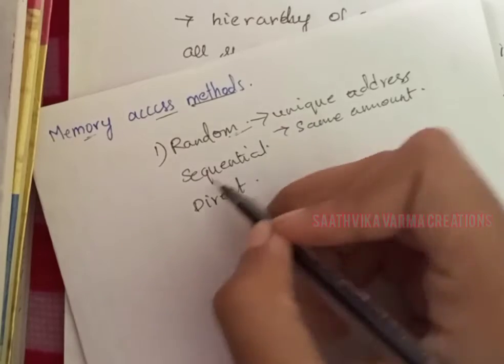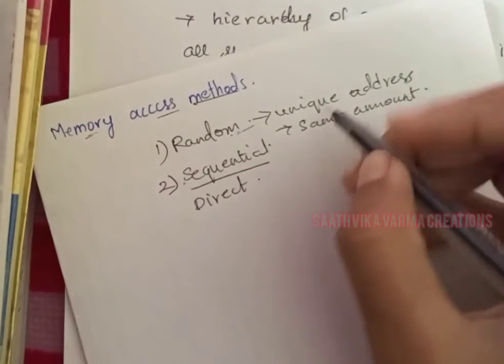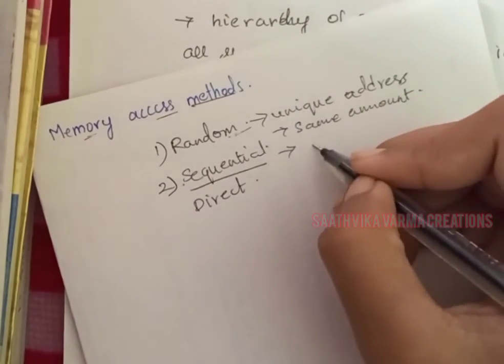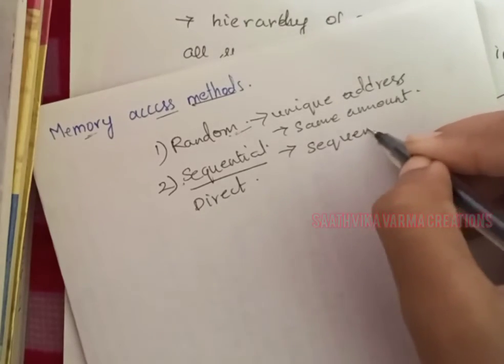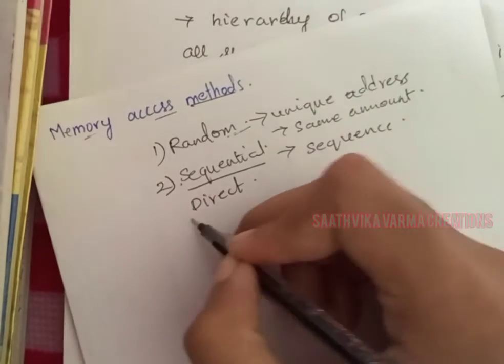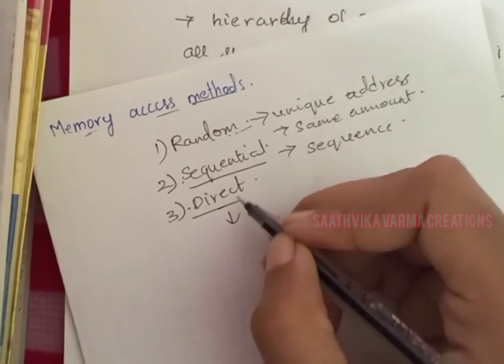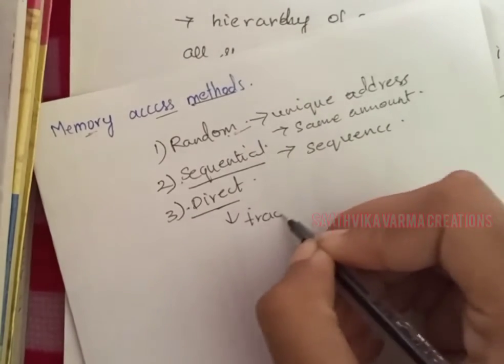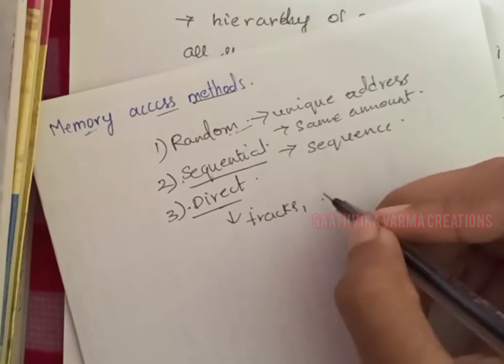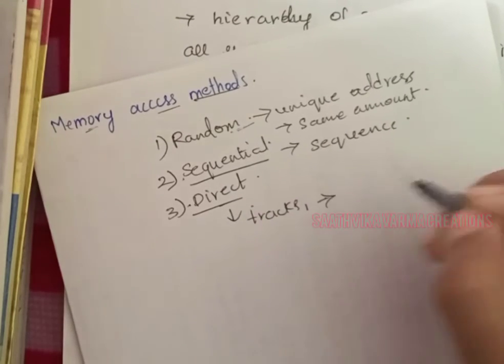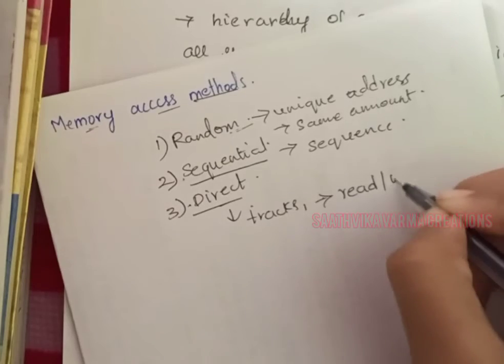Sequential access. This method allows access to the memory in sequence. In direct access mode, information is stored in tracks, with each track having a separate read and write head.